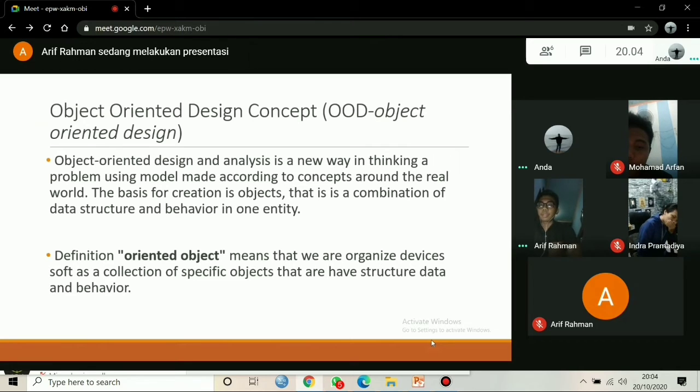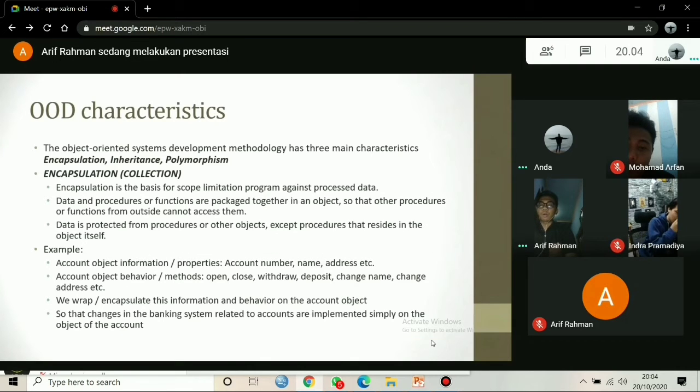Definition. Object-oriented means that we organize the solution as a collection of specific objects that have structured data and behavior. OOD characteristics. The object-oriented system development methodology has three main characteristics: encapsulation, inheritance, polymorphism.